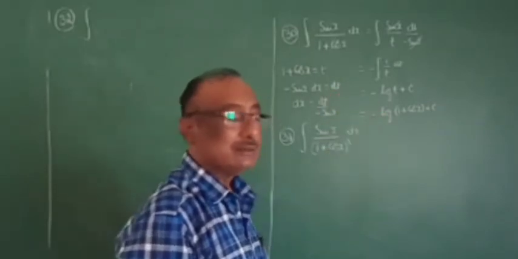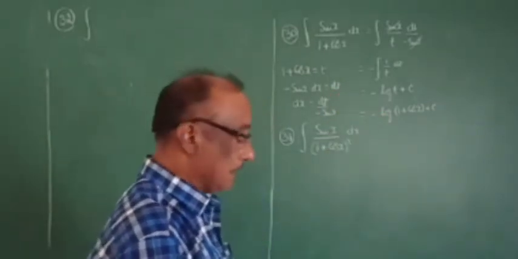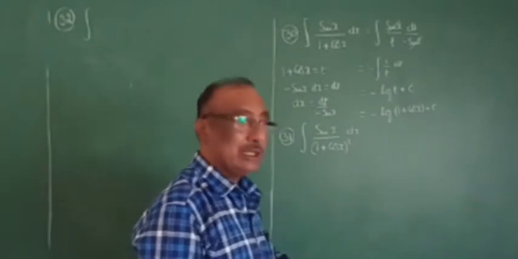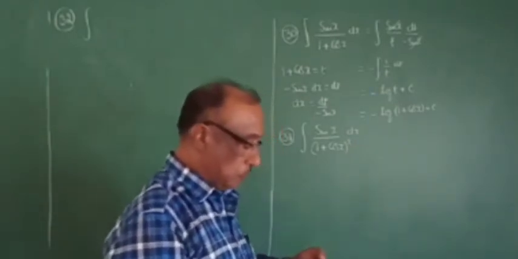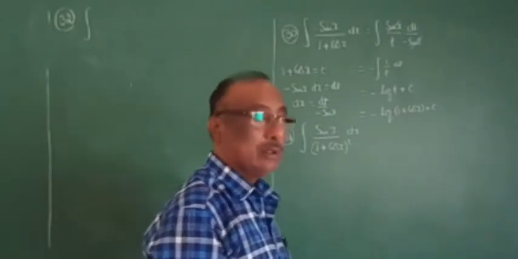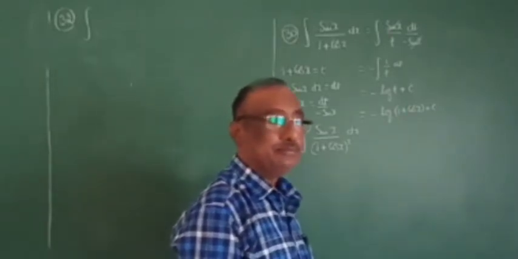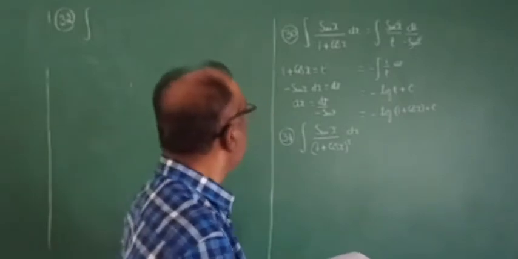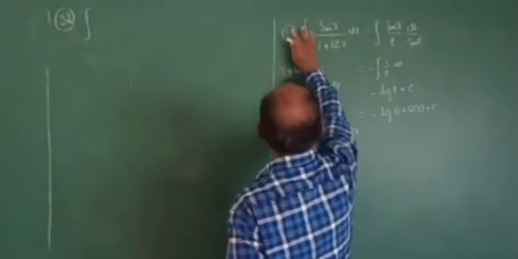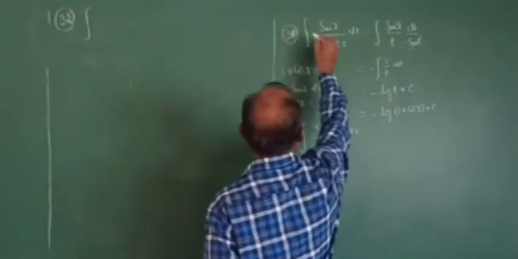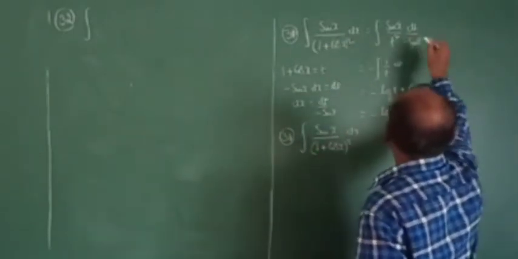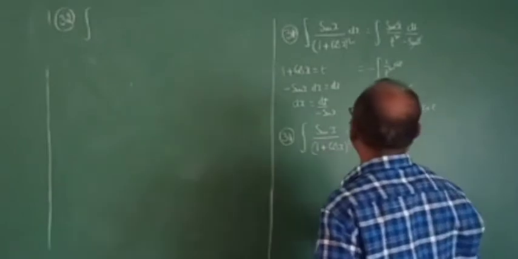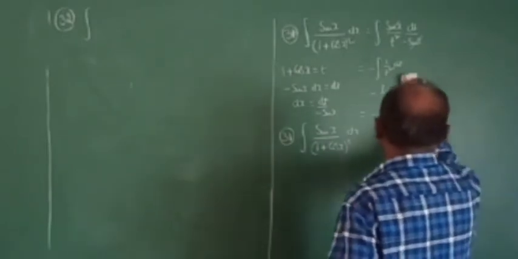Immediately first, I go through the 32 problem. This is 31. First we can see 31 is whole square. So t square, so 1 by t square, so t power of minus 2.